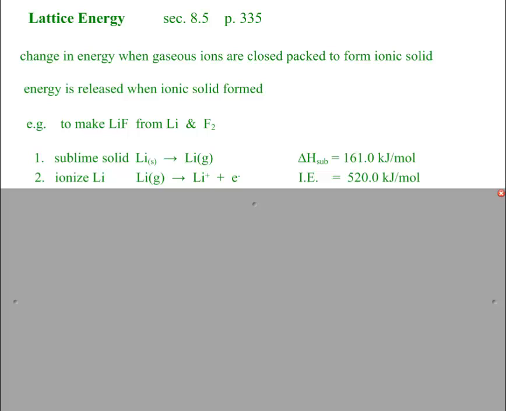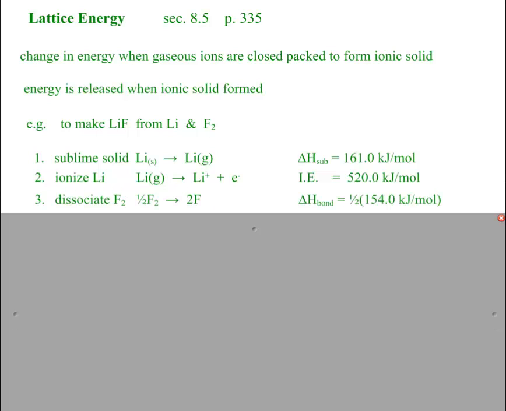Now we take care of the fluorine. Fluorine's diatomic, so first thing I have to do is separate those 2 fluorine atoms. So I'm going to look at a bond energy. I'm going to take half a mole of fluorine, and I end up with fluorine atoms. I don't end up with 2, I end up with 1. So half a mole of fluorine molecules gives me 1 mole of fluorine atoms. The bond energy is per mole, so I'm going to take 1/2 times the bond energy of fluorine molecules, which is 154 kilojoules. Again, energy is required to break it apart.